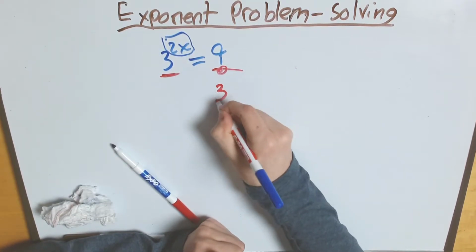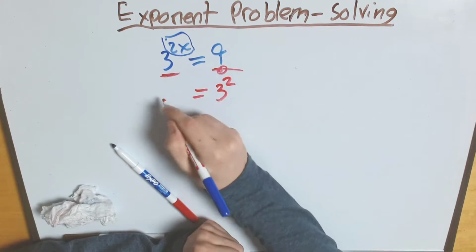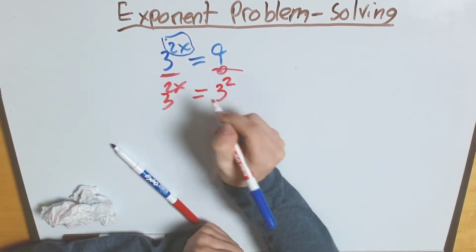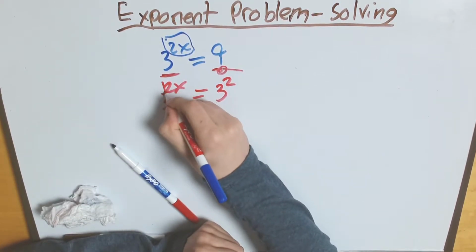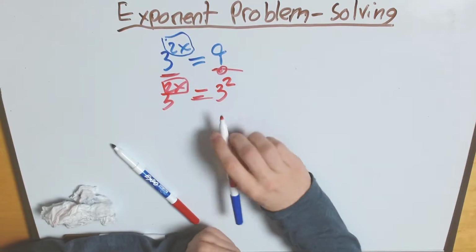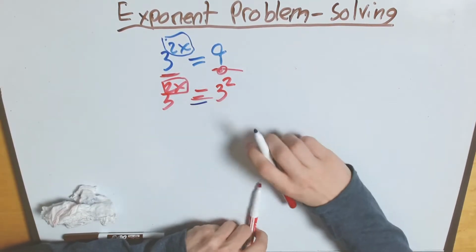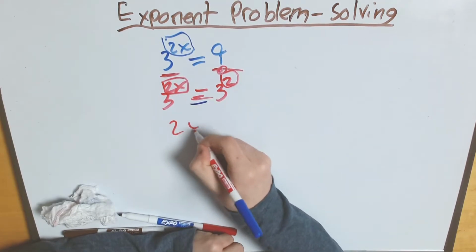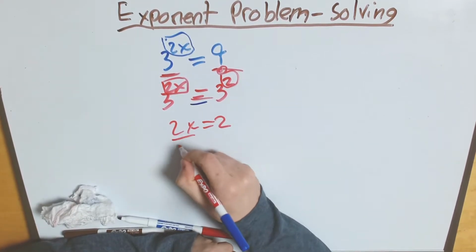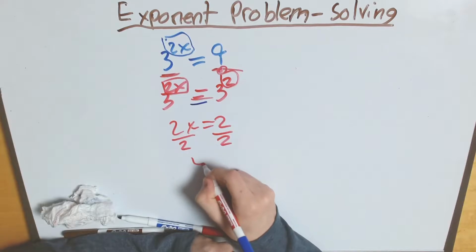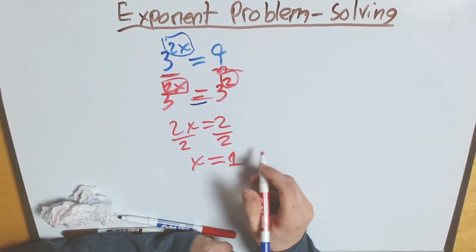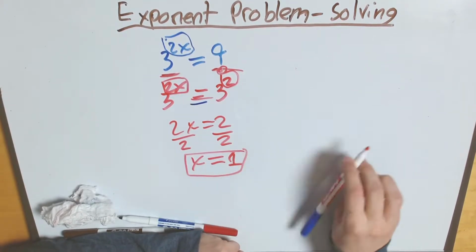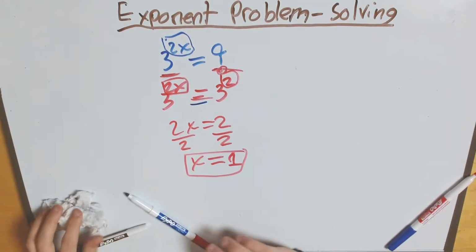So I can say, okay, 3 squared equals 3 to the 2x. And here I want for these to be equal, so I want these two exponents to match. So I have 2x equals 2. I can divide by 2. x has to be 1. So my answer is 1. And that's how I solve it.